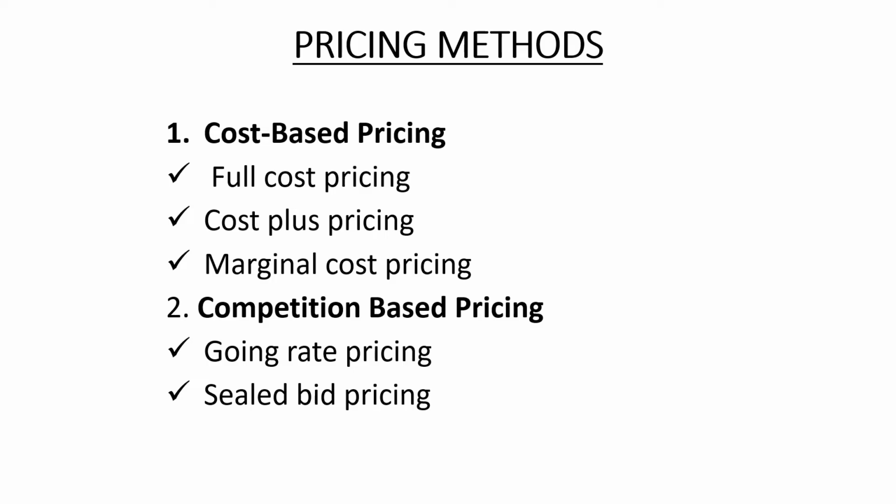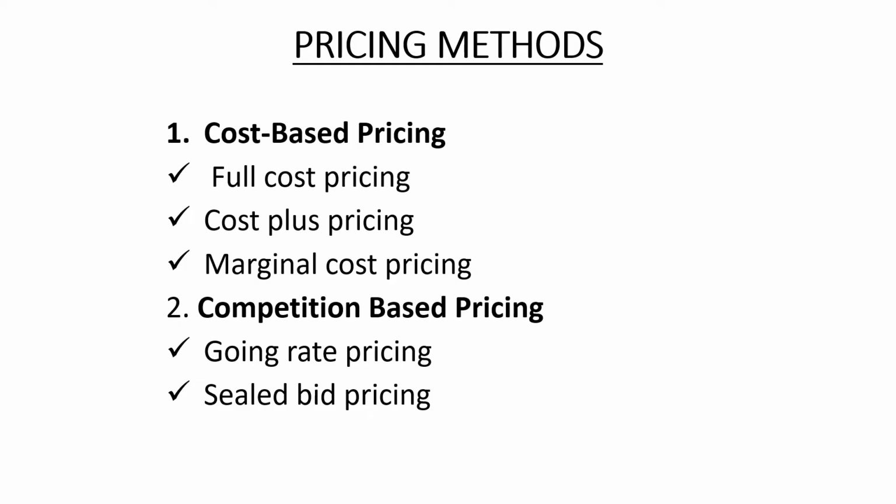And next, marginal cost pricing. Marginal cost pricing means whatever cost has been incurred in order to produce an additional unit. What is marginal? Marginal means additional. So marginal cost is the additional cost incurred for producing an additional unit. Under marginal cost pricing, they see to it that the price is always equal to the marginal cost.